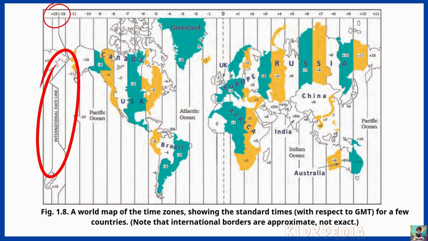If you cross it while traveling west, you add one day. So, if it's Sunday, you need to change your watch to Monday. The dateline bends around some countries and islands so that they don't have two different days. Remember, eastward means subtract one day, westward means add one day.